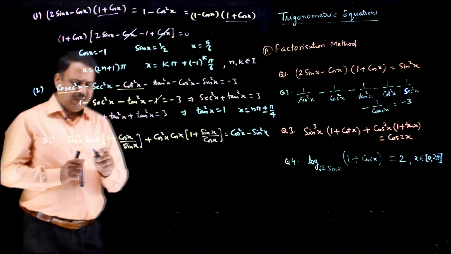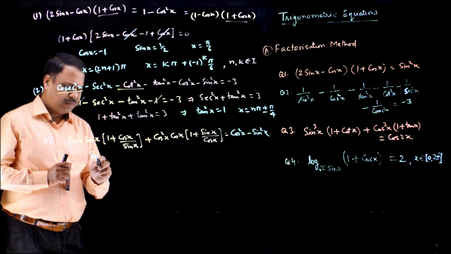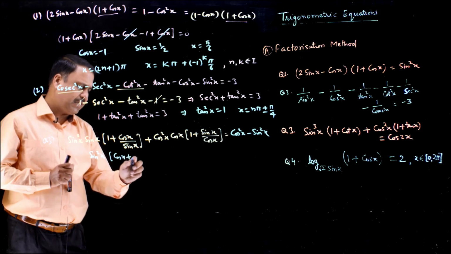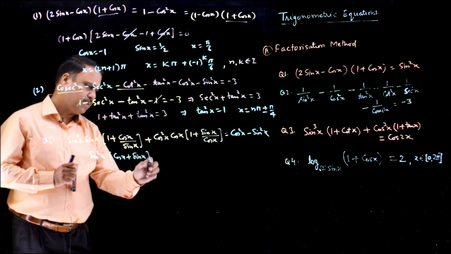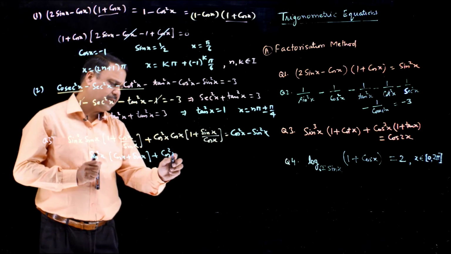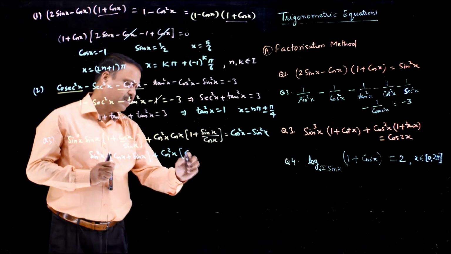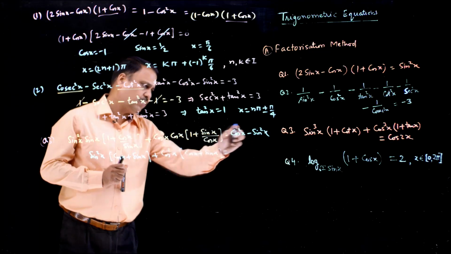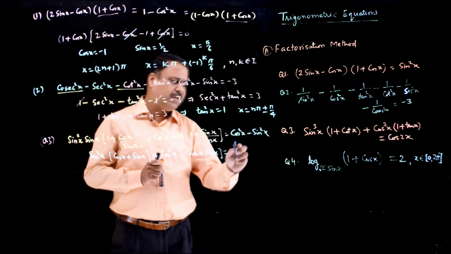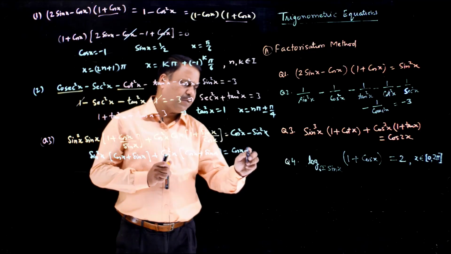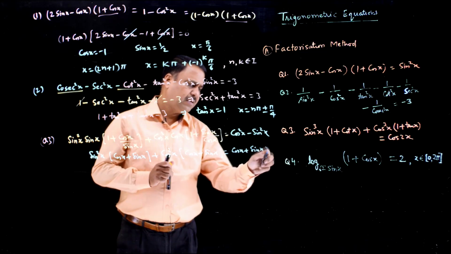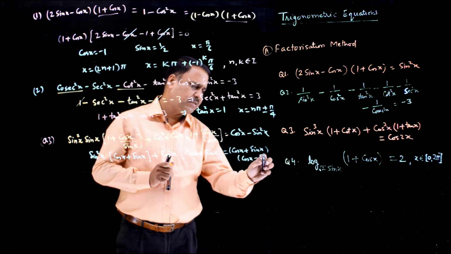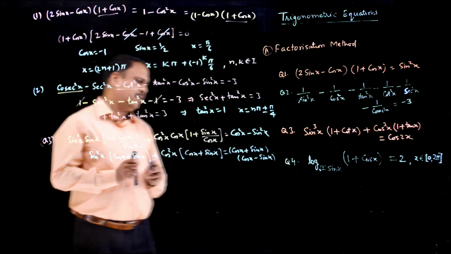So if I take LCM, I will get sin square x, sin x will cancel, cos x plus sin x plus cos square x, cos x will cancel out, cos x plus sin x is equal to, this is also in the form of a square minus b square, so cos x plus sin x into cos x minus sin x. In this form we can write.